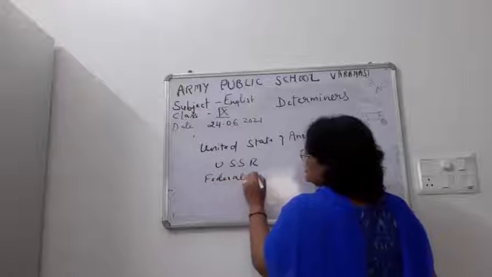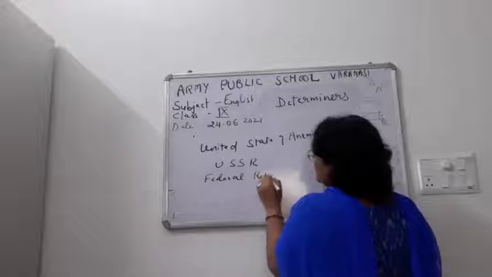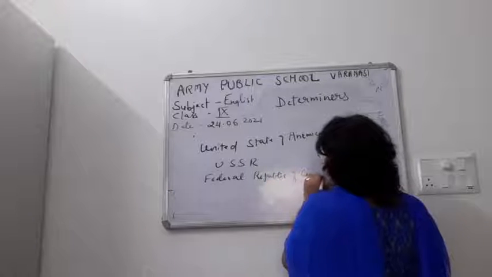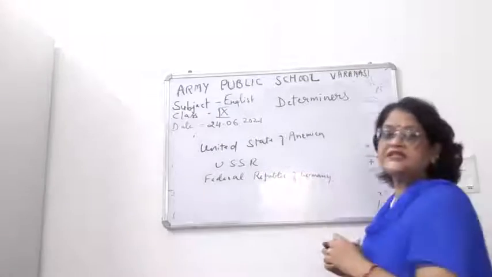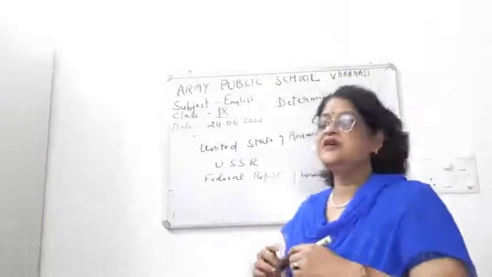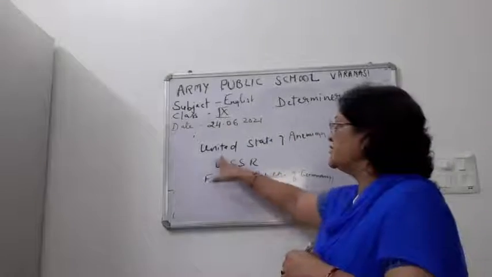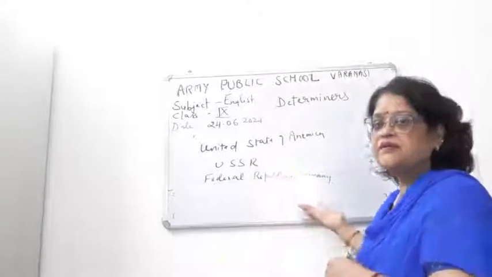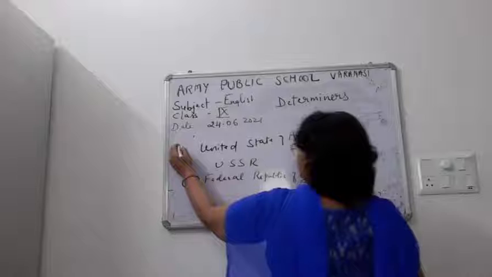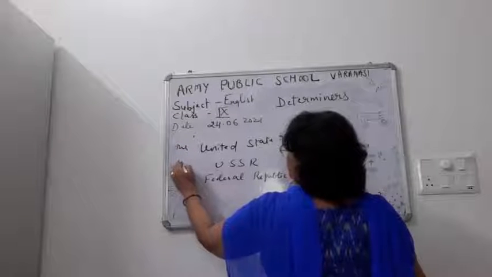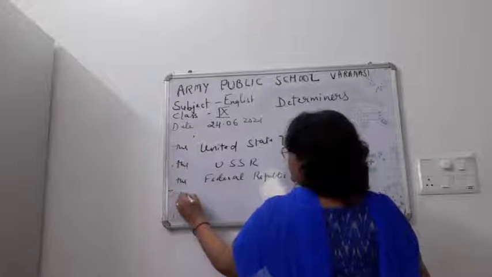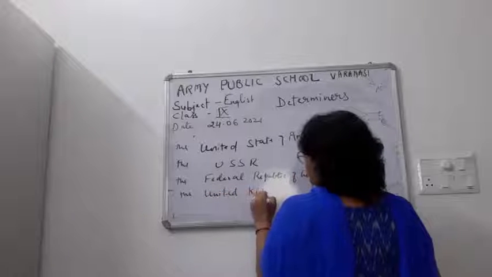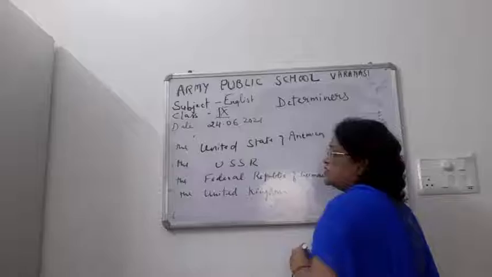So, children, these are some of the countries which are proper nouns. The rule is that with a proper noun we never use the, but where the country's name has United or Federal, there we can put the: the United Kingdom. So, children, this is the rule with the.